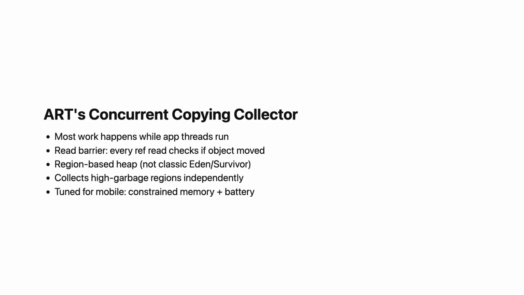ART also uses a region-based heap instead of the classic Eden and survivor space layout. The heap is divided into equal-sized regions, and the collector can independently collect regions that have a lot of garbage, leaving mostly live regions alone. This is similar to what the G1 collector does on the JVM, but ART's implementation is tuned specifically for mobile devices with constrained memory and battery.